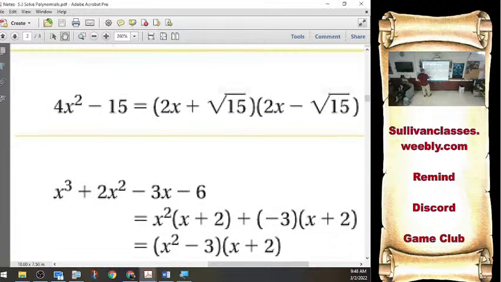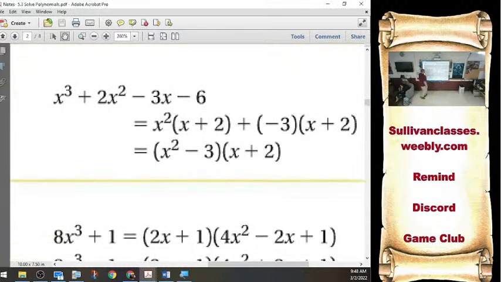There's factoring by grouping. Factoring by grouping is when you already have 4 or more terms, and you're able to say, what does this stuff factor into? What does that stuff factor into? And then look for common binomials to keep the chain going.